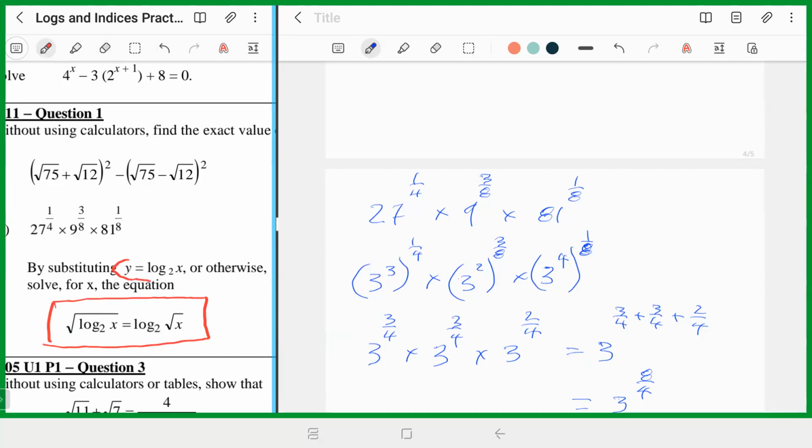Solve this equation using this substitution: y equals log to base 2 of x. Remember, square root means power half. Square root is power half. I'm going to pause the video and give you 5 minutes to try. Try it for me, please. It doesn't matter if we get it right, let's try.